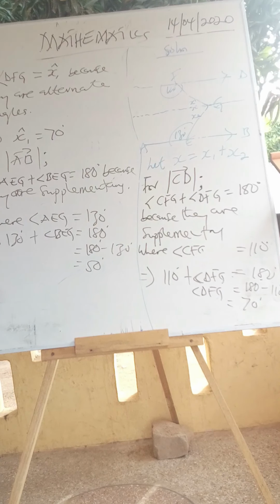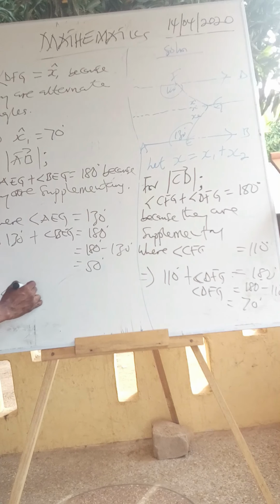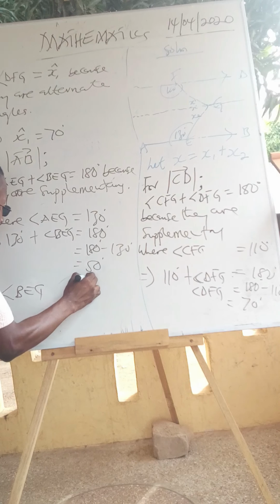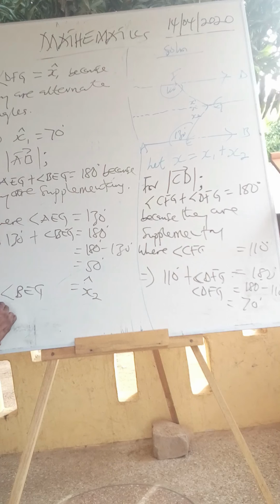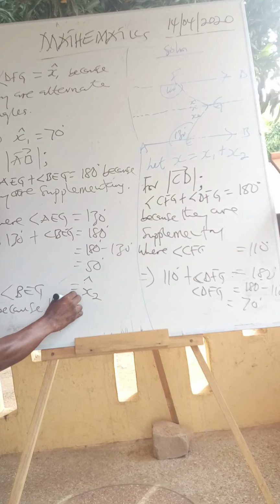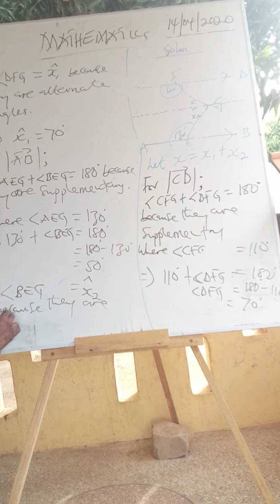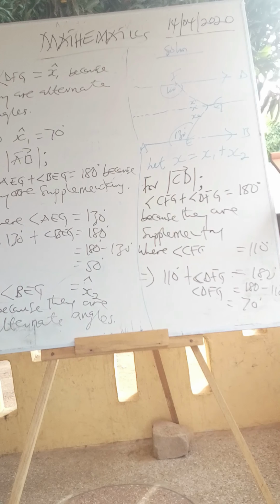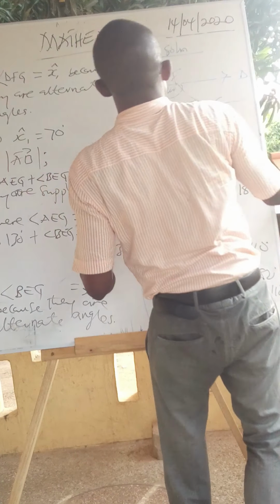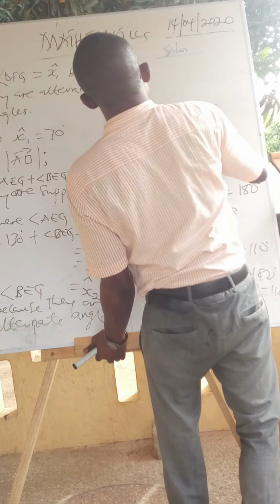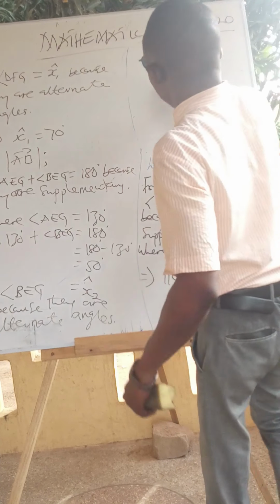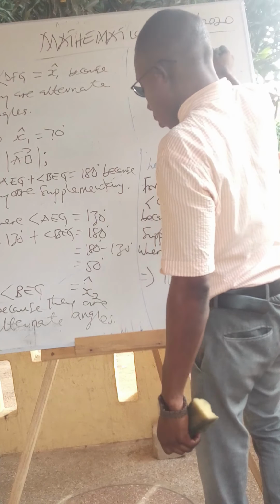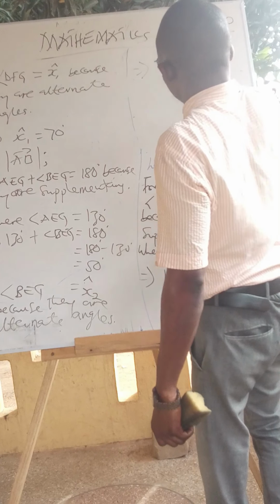So you can now say that angle BEG, this very angle, and x2 is equal to angle x2 because they are alternate angles. So we now know x2. So this implies x2 equal to 50 degrees.